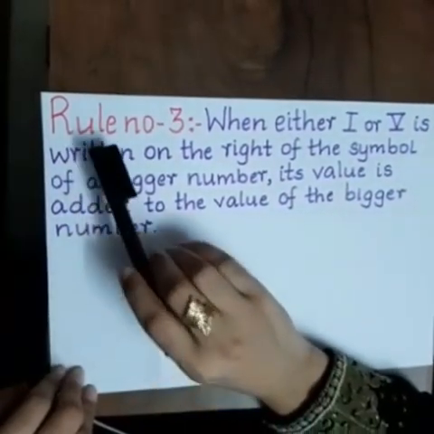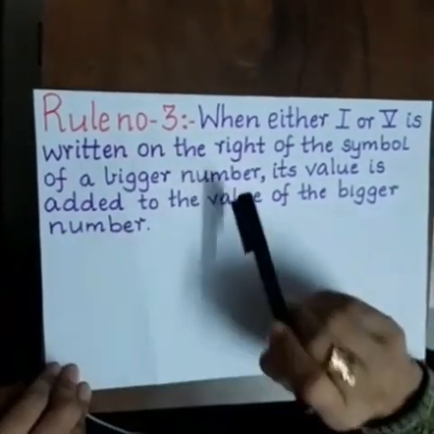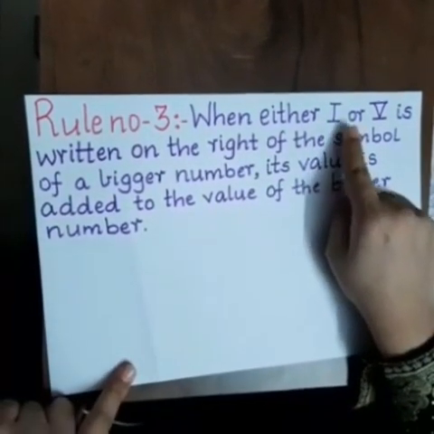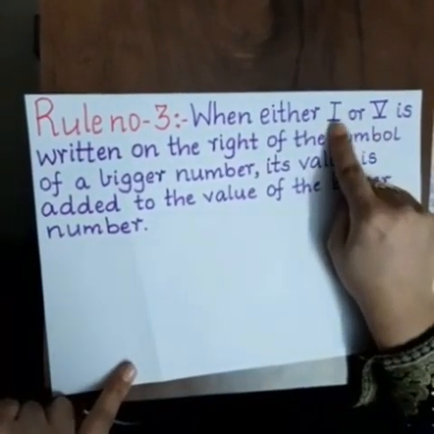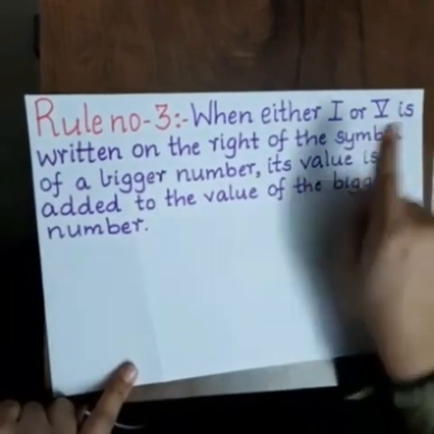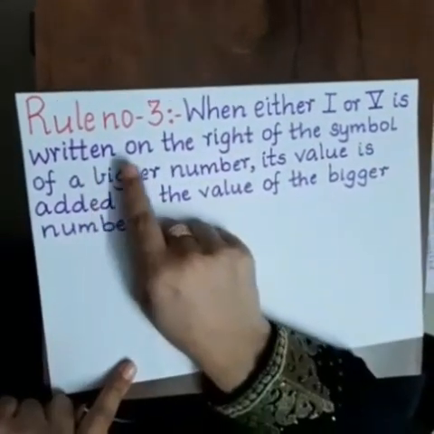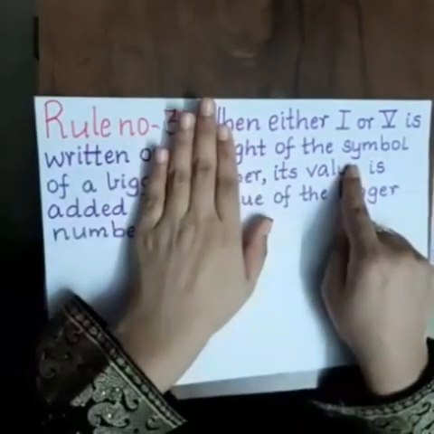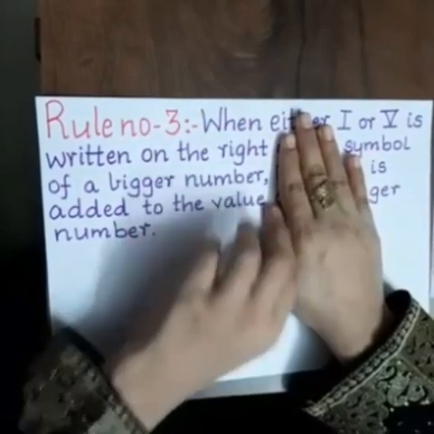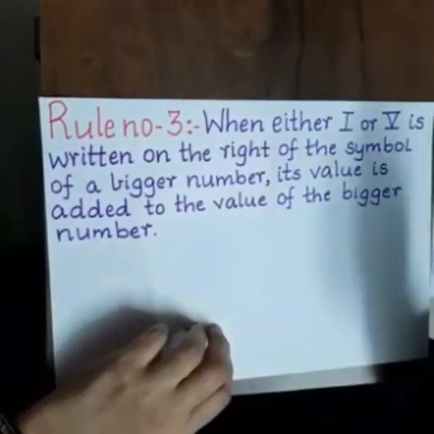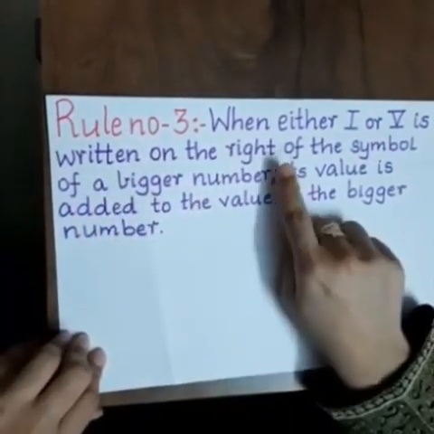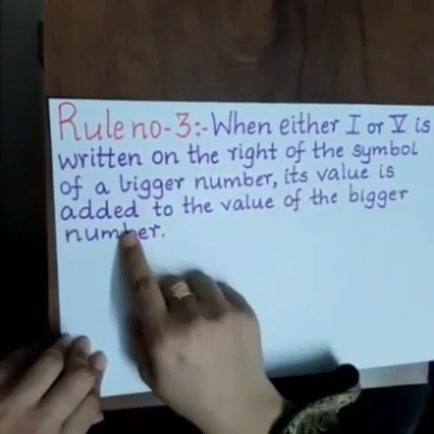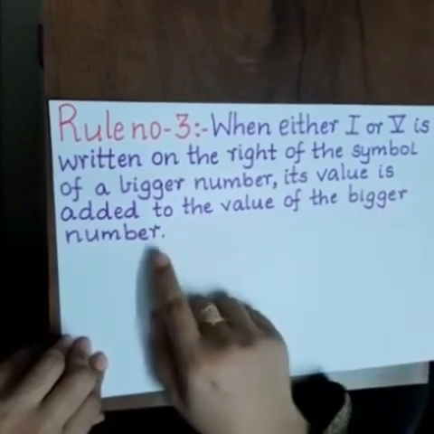Now we will come to rule number 3. When either I or V, that is 1 or 5, is written on the right of the symbol. Now see, I have a left hand, I have a right hand. So right side means right hand side, this side, of the symbol of a bigger number, its value is added to the value of the bigger number.